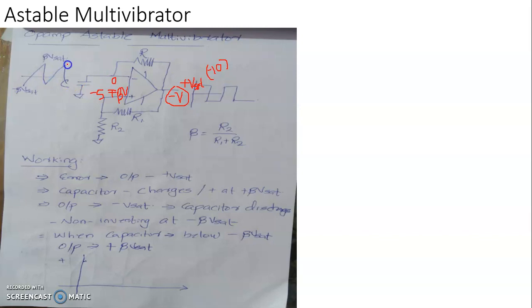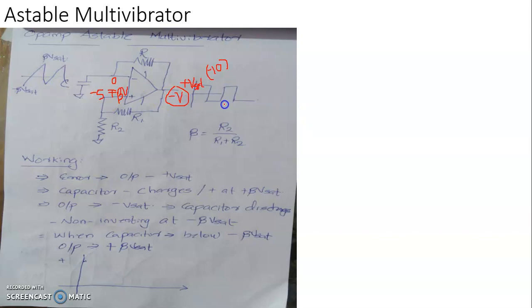So in a cycle, the capacitor charges from minus beta V saturation to plus beta V saturation. And corresponding to that, the output will be staying at plus V saturation while the capacitor plate charges up to plus beta V saturation. The moment the capacitor plate has a voltage exceeding plus beta V saturation, output will be switching from plus V saturation to minus V saturation. Now the output will stay at minus V saturation till the capacitor plate discharges to say minus beta V saturation.